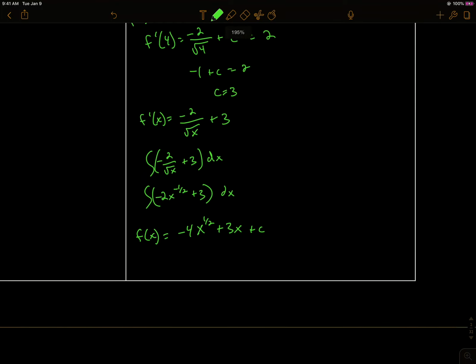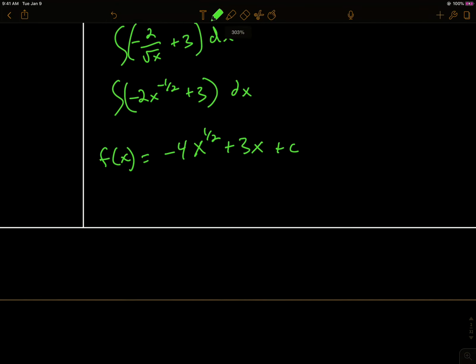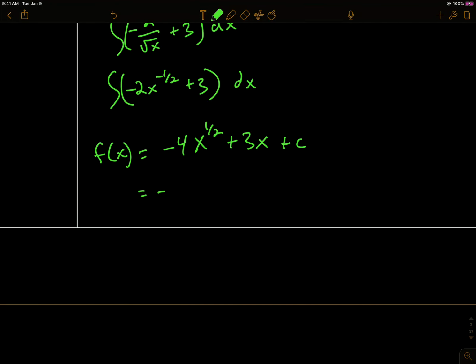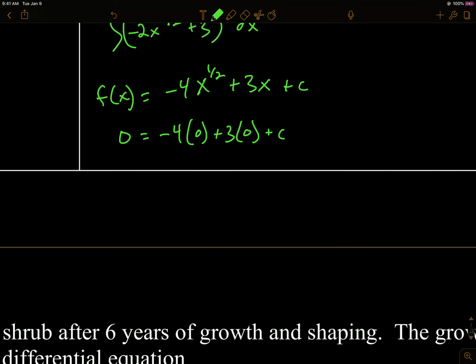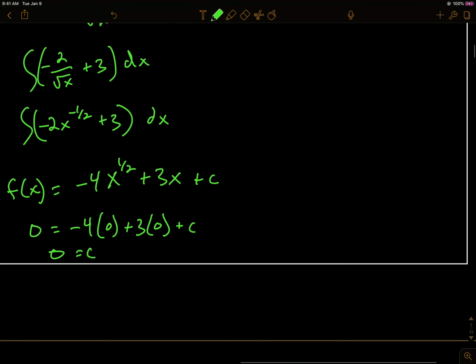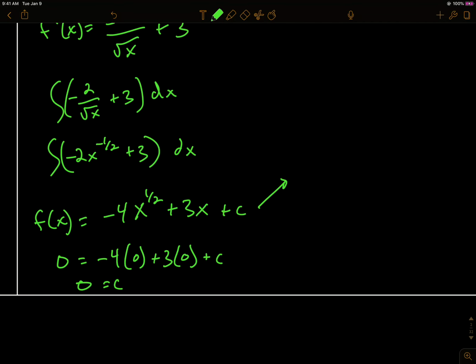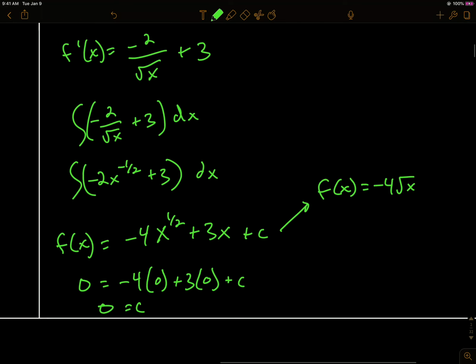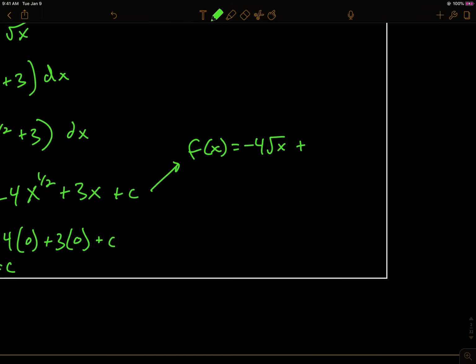To figure out what the c is, I know that f of 0 equals 0. So if I plug a 0 in, I get c equals 0. So in this case, c is 0. So f of x, we know what the constant is. It's 0. So we've got negative 4 root x plus 3x plus 0.